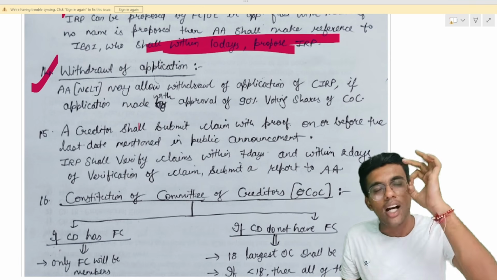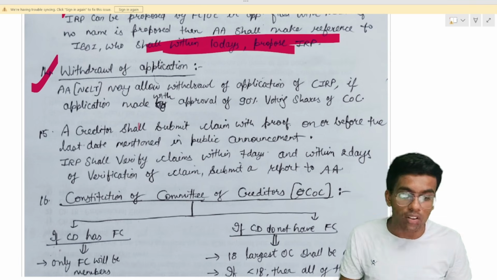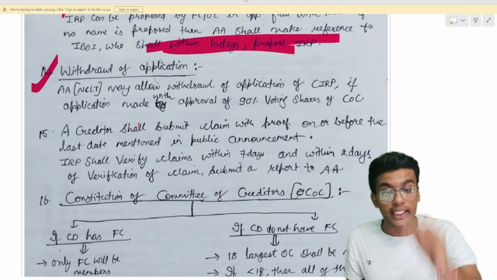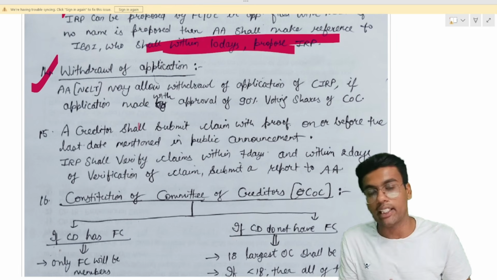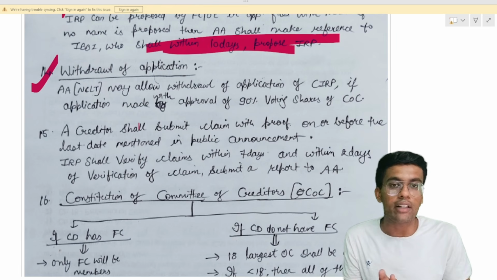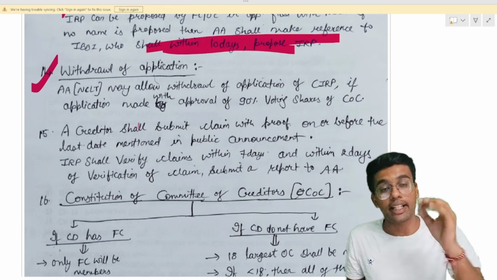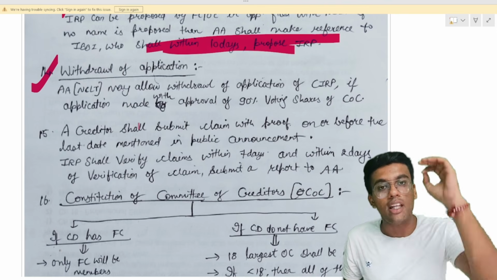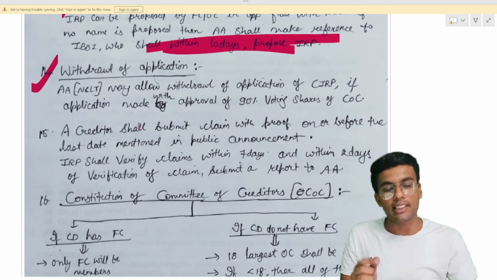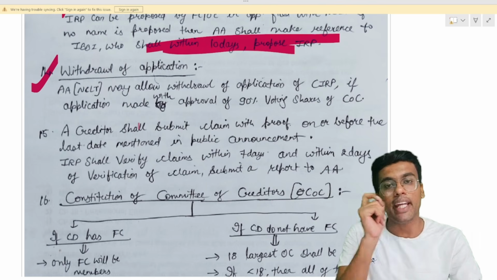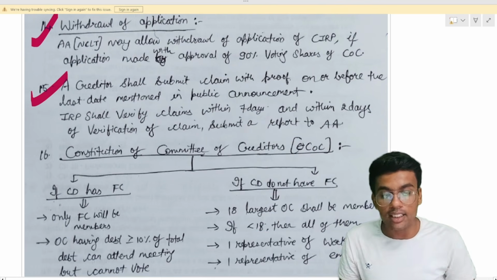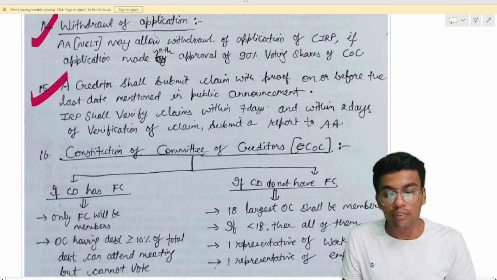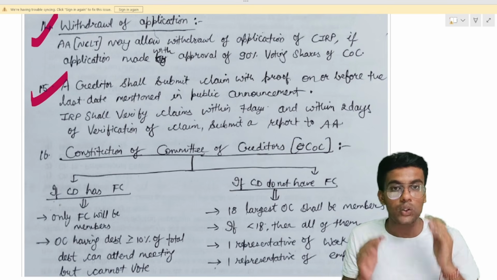In such a case, the adjudicating authority may allow withdrawal of the application of CIRP if the application is made with the approval of 90% voting share of the committee of creditors. Let's say there are a total of 100 members in the committee of creditors. If 90% of the voting share agrees to the withdrawal of the application of CIRP, the adjudicating authority may accept that application. Point number 15 talks about a creditor shall submit a claim with proof on or before the last date mentioned in the public announcement.